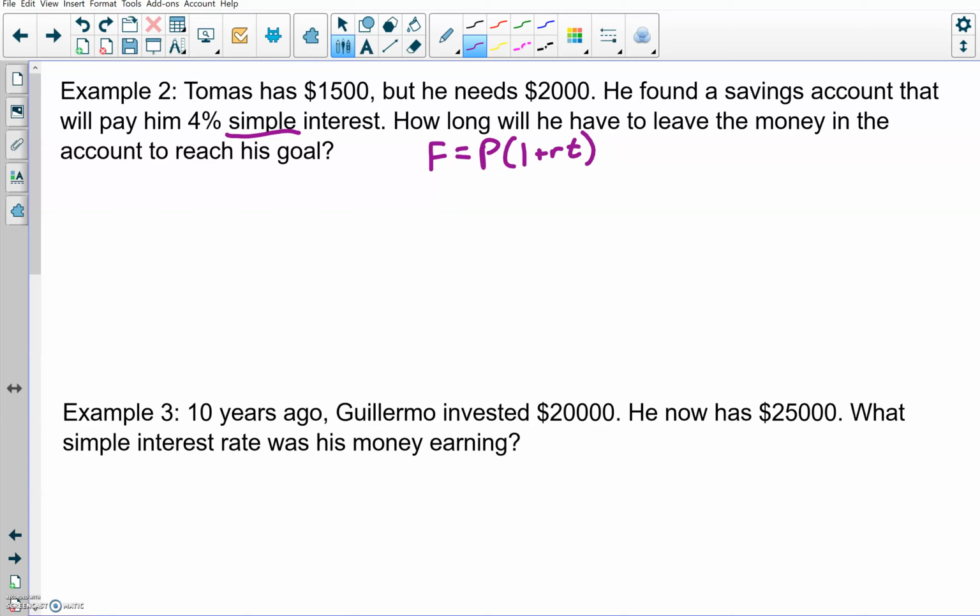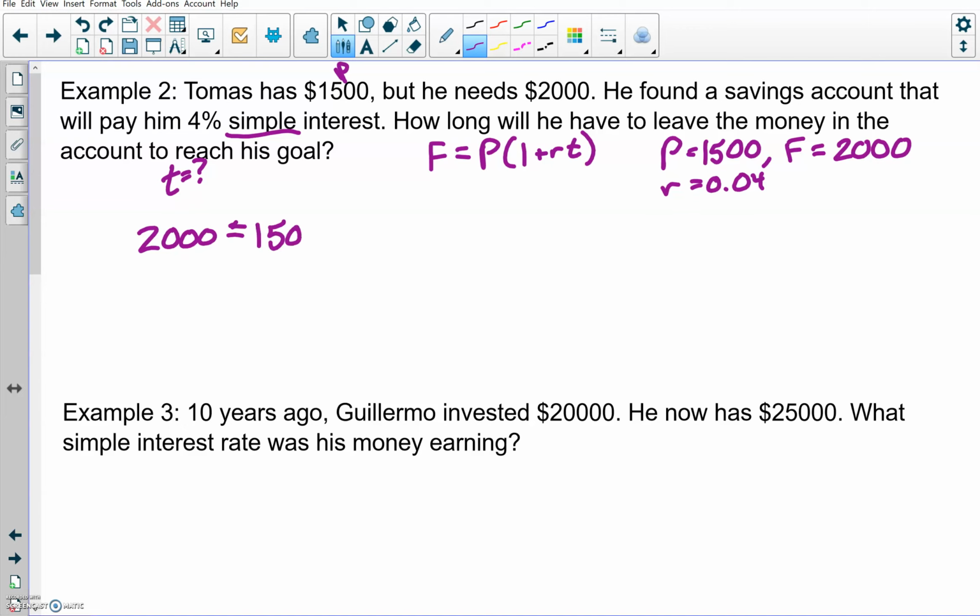And let's see, how long will he have to leave it in there? So that's going to be the T. We need to find T. So I'm hoping we got the other things in there. Has $1,500. That would be the present value, starting amount. So P is 1,500. Needs 2,000. Well, that's what he needs in the future. The future value will be 2,000. And R, 4%, so 0.04. So you're just going to take these pieces of information, plug it in, and solve for the unknown piece.